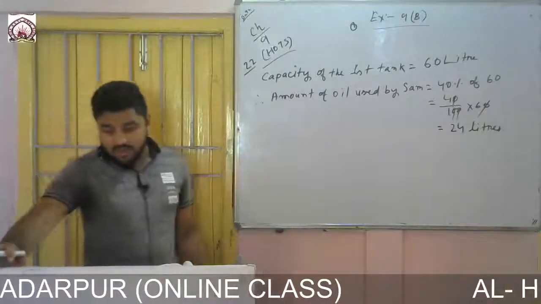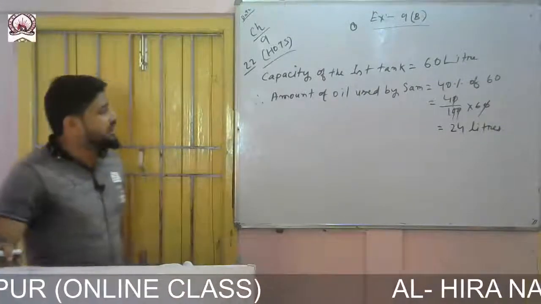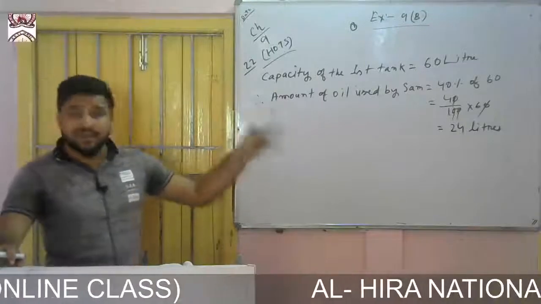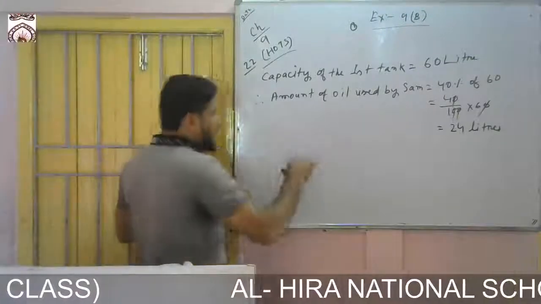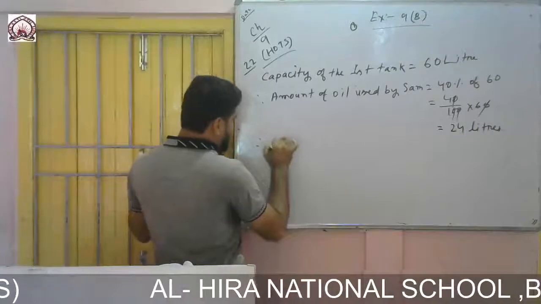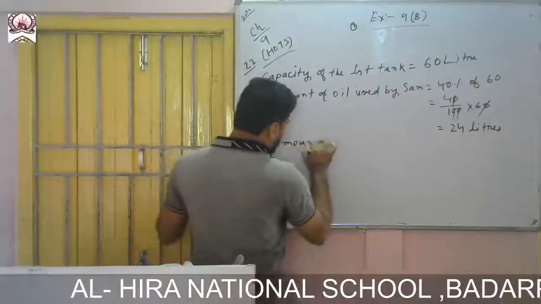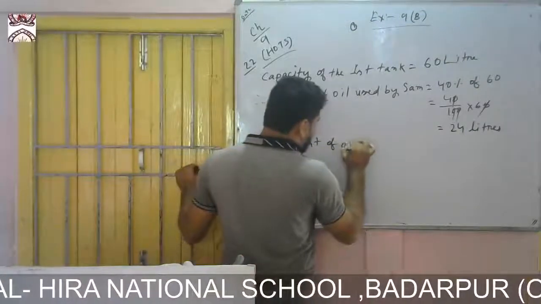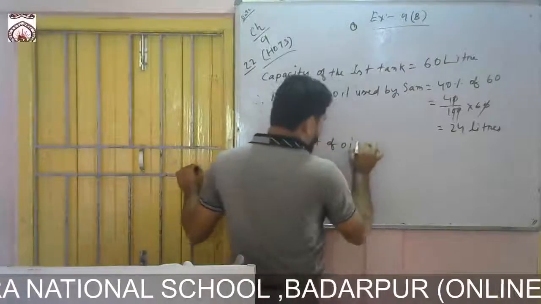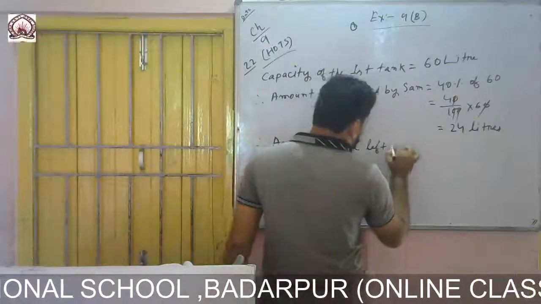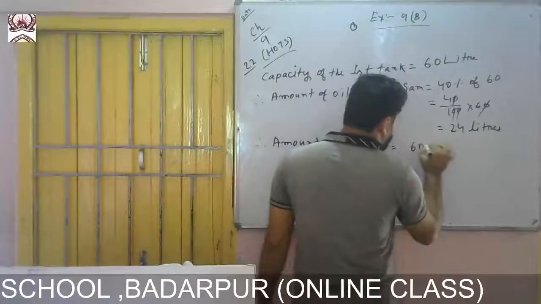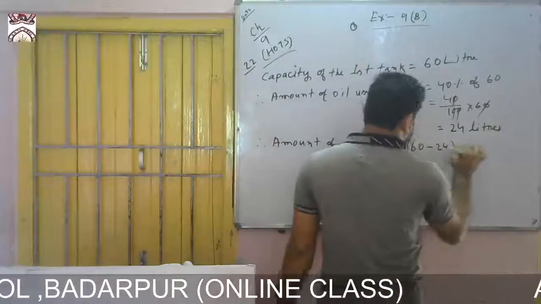Okay, now the amount of oil left. So the amount of oil left will be 60 minus 24 liter.